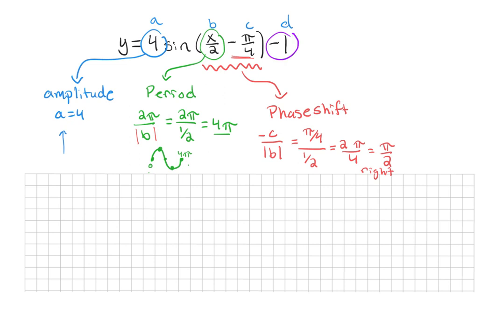And the number at the end is the vertical shift. So this would be down 1, which puts your midline, that dotted line that cuts it in half, at y equals -1.